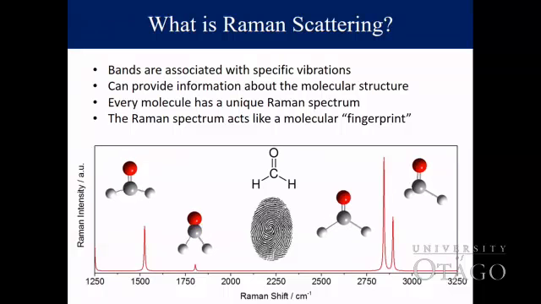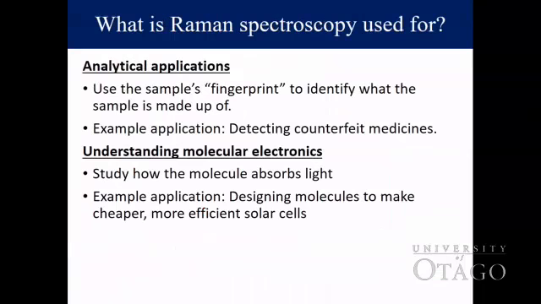Each molecule has a unique Raman spectrum, so this can be used like a molecular fingerprint, which is very useful in analytical chemistry for identifying particular compounds. We use this molecular fingerprint to work out what the sample is made up of, and we can use it in applications like detecting counterfeit medicines. We can also study specifically how a molecule interacts with light in molecular electronics, and try to use some of these properties to develop a dye-sensitized solar cell.